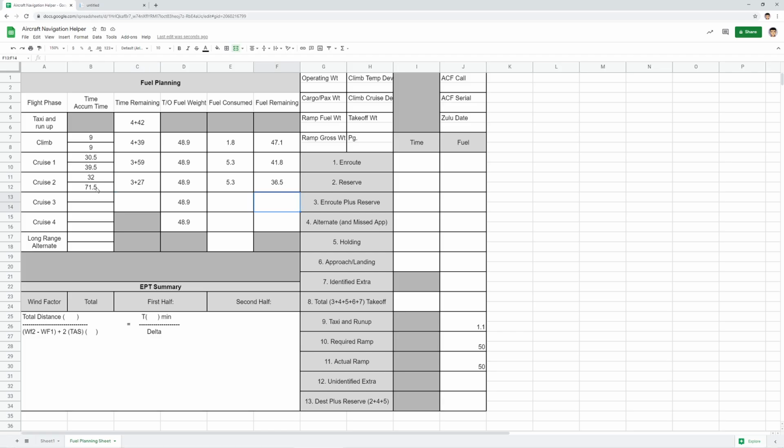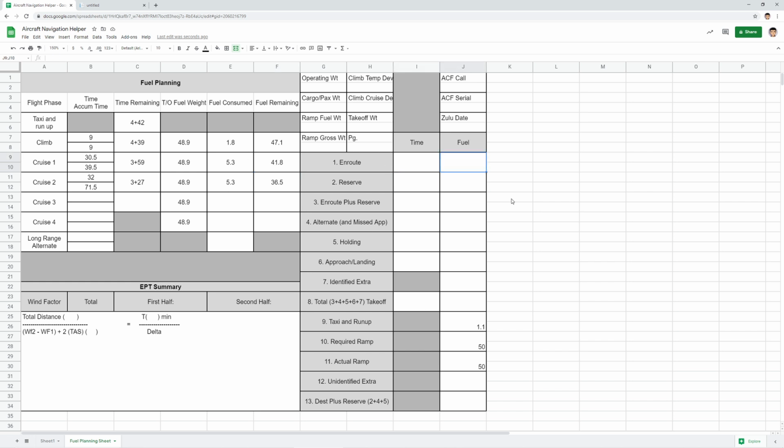So doing all of our math real quickly right here, we're able to see that our total time is going to end up being about 72 minutes and 30 seconds. We're expected to have about 3 hours and 27 minutes worth of fuel on board. We're expected to have about 36.5 gallons total. Now, if you want to cross-reference that to make sure you're okay, you could actually go back and check it now.